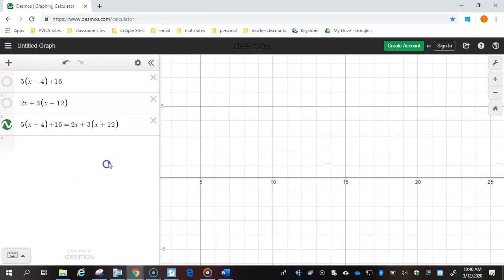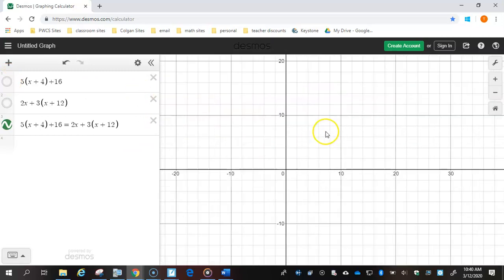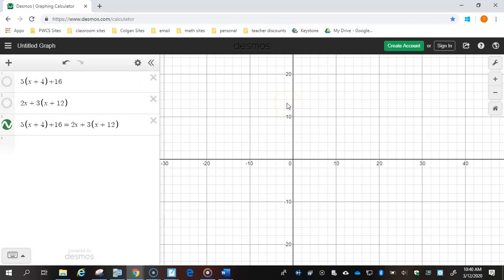When you put the entire thing in, nothing happens. It's like it froze. It doesn't know what you want it to do. But when you put them in separately, it can show you the 2 different lines.